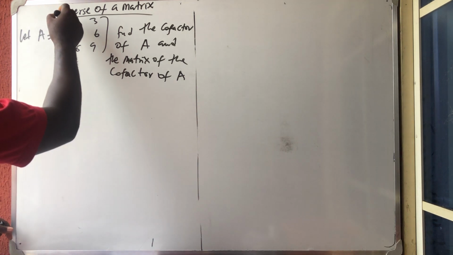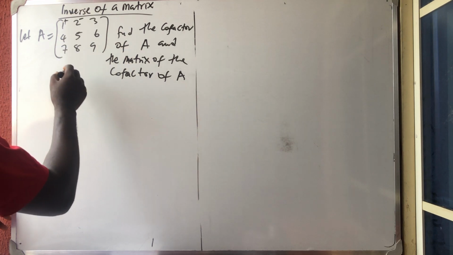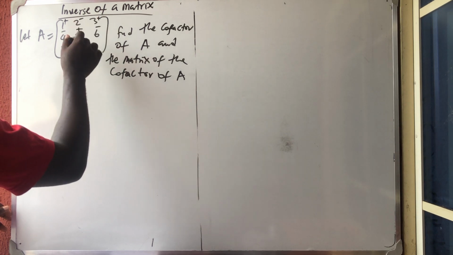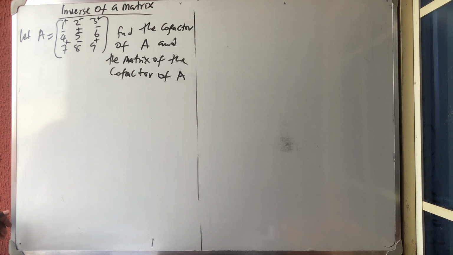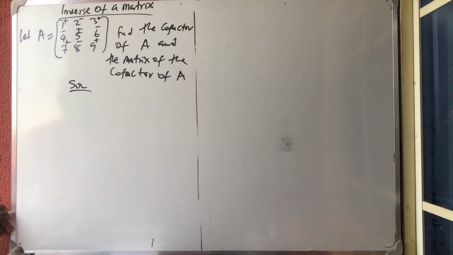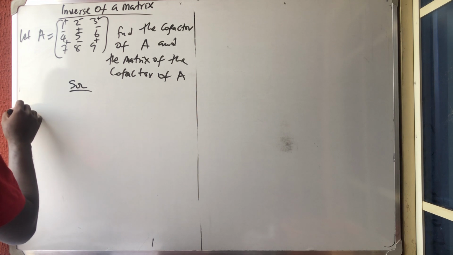So you start by putting the signs: plus minus plus. The next row is minus plus minus. The next is plus minus plus. Okay, so that is how to arrange it, and so on and so forth. So let's get a solution. The first thing we are getting is the minor, so the cofactor of A from the minor.